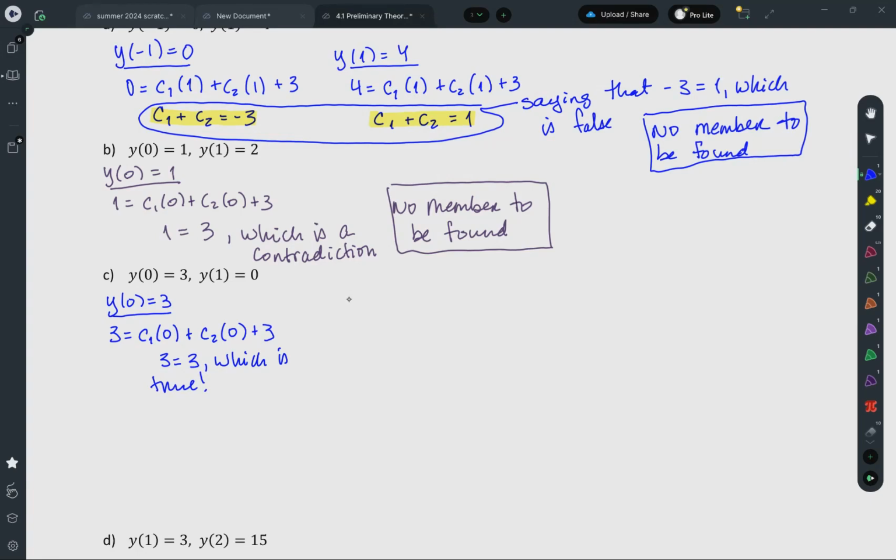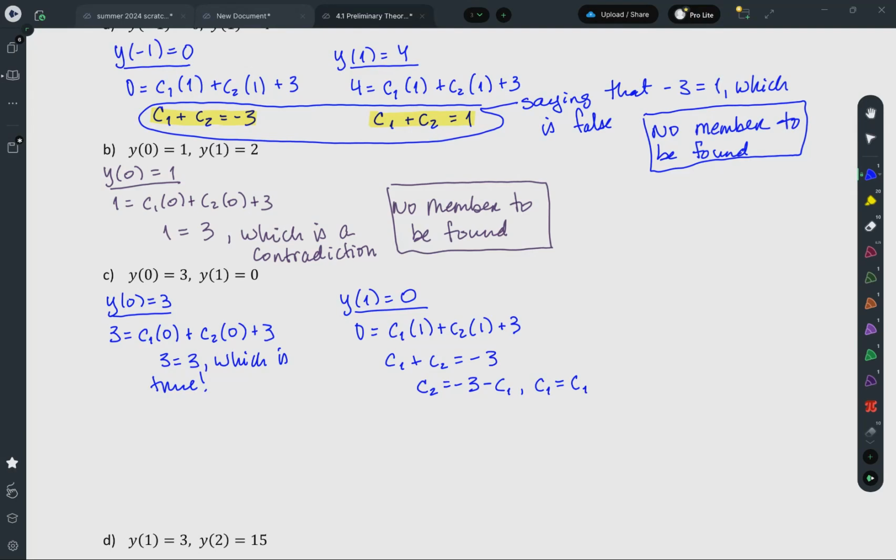So let's see what y of 1 gives us. y of 1 equals 0. This tells me 0 is equal to C1 times 1 plus C2 times 1 plus 3, which means C1 plus C2 is equal to minus 3. I could solve for C2 in terms of C1. C2 would be minus 3 minus C1, but that is about all I could do. I could also just let C1 be C1.